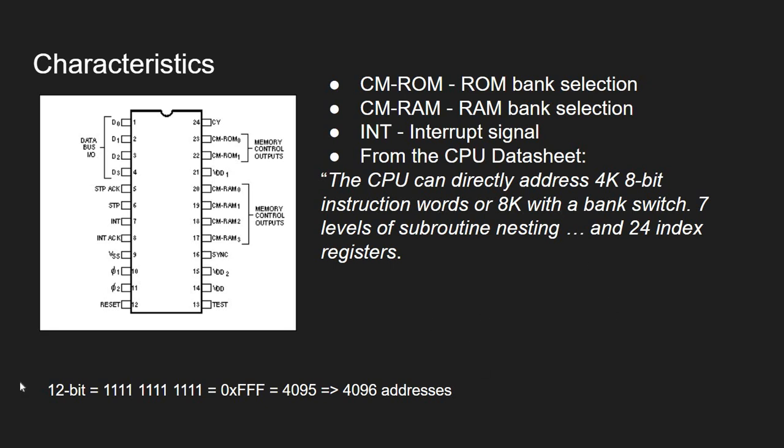I already discussed in the previous video about the 4004 that this 12-bit address actually allows us to address 4096 addresses, which obviously corresponds to the 4K mentioned here in the datasheet. So you can see this CMROM signal as an additional bit in the address, which obviously allows to double this address space, and this turns out to be the 8K mentioned in the datasheet. As usual, you should take a close look at the datasheet to better understand all of these signals.